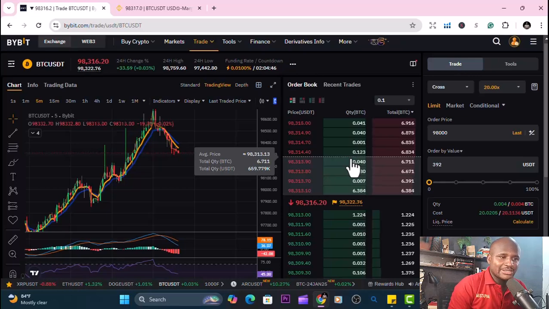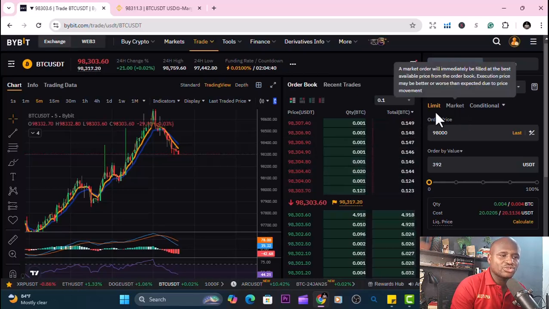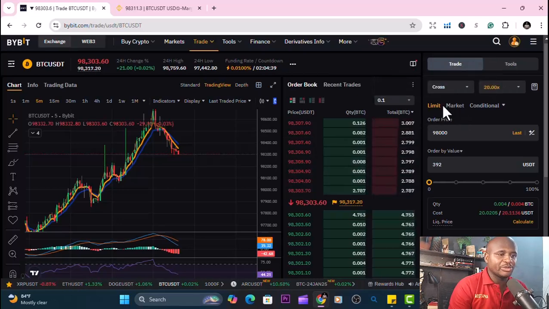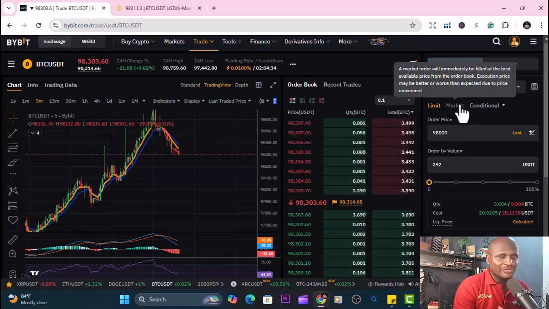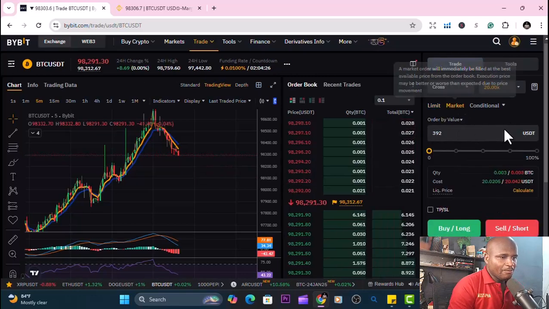For day traders, you want to get into the market and get out. Most of the times we use market order. But if you use limit order, you may be more profitable. But market order is just for pa. You know what pa means? It simply means that you get into it and you get out. So let's go to market order.